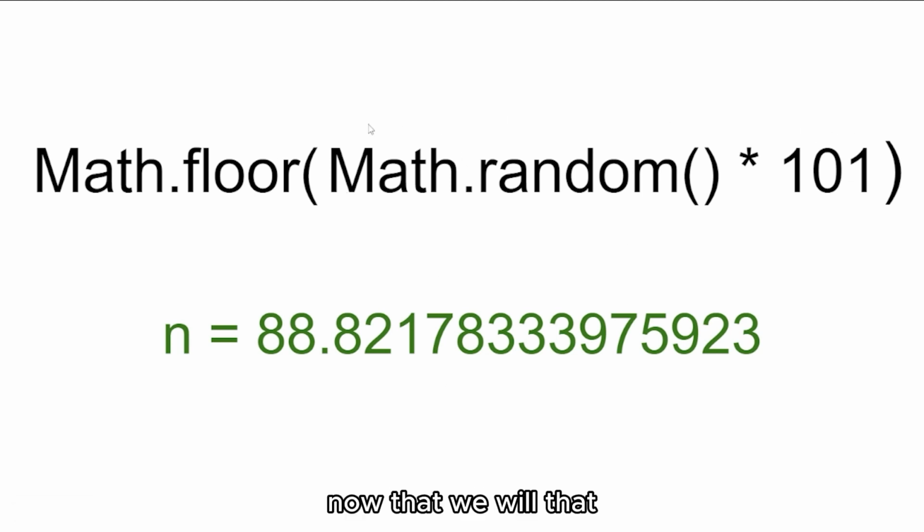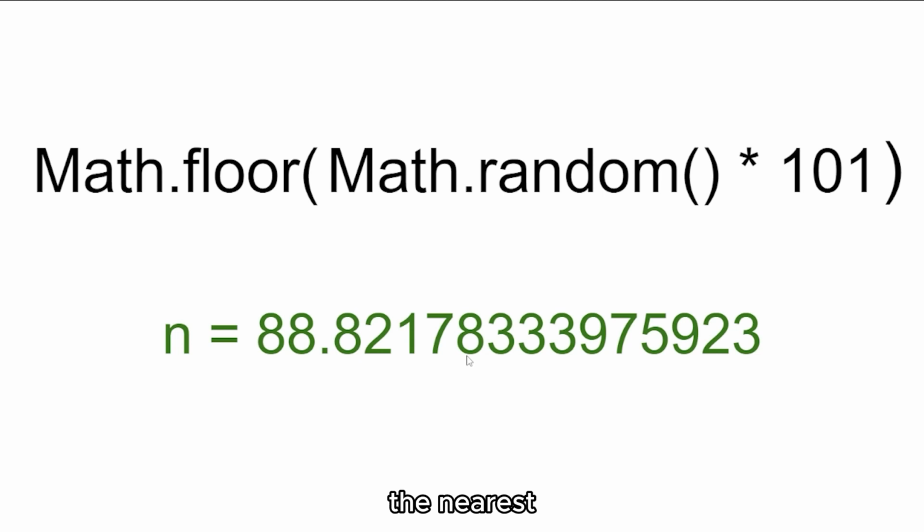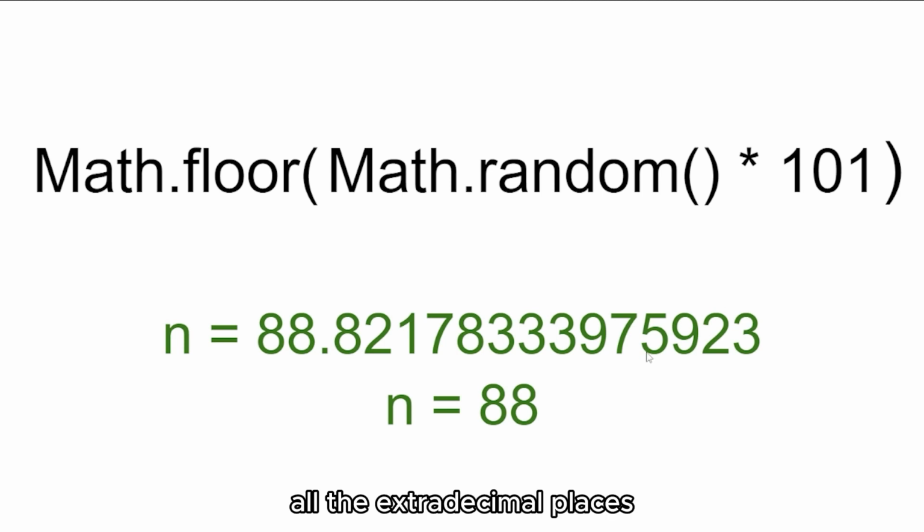The way the Math.floor function works is that it rounds the value that we got from this line of code down to the nearest whole number. So since we got this number, we will be getting rid of all the extra decimal places, and we'll just get the number 88 directly as the value for the n variable that we declared.